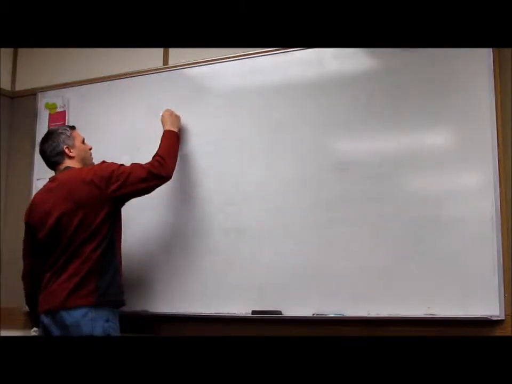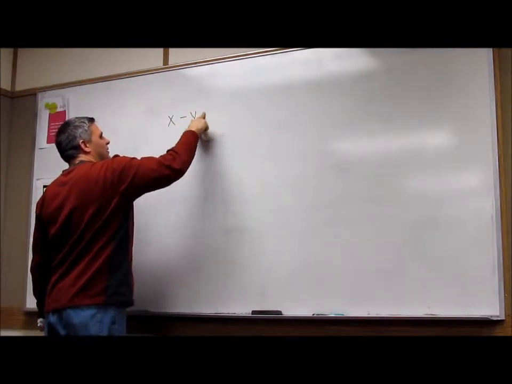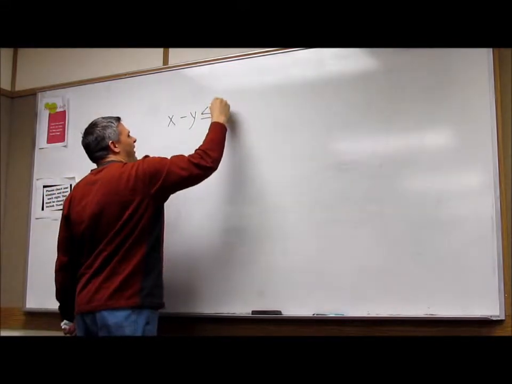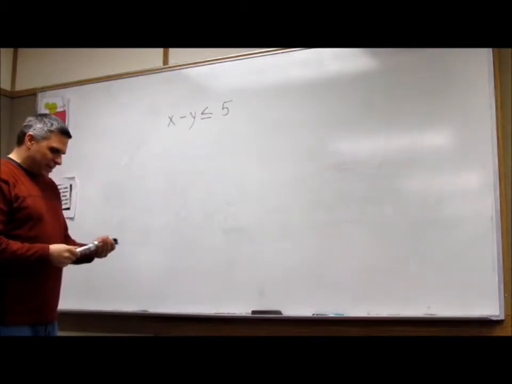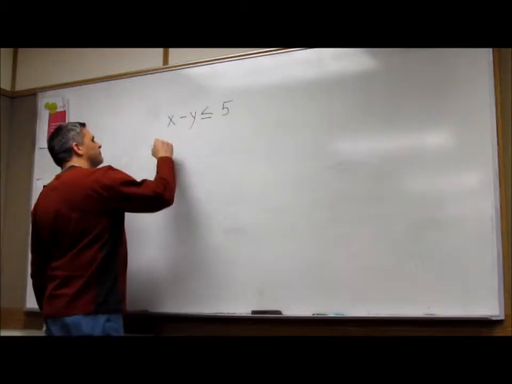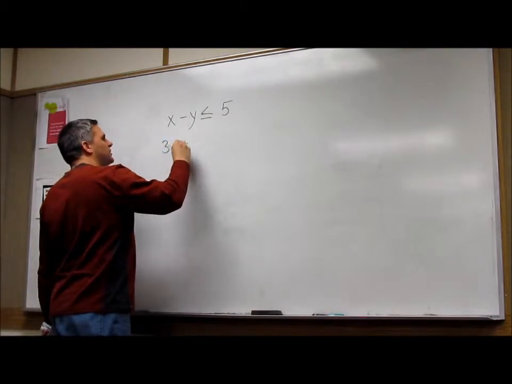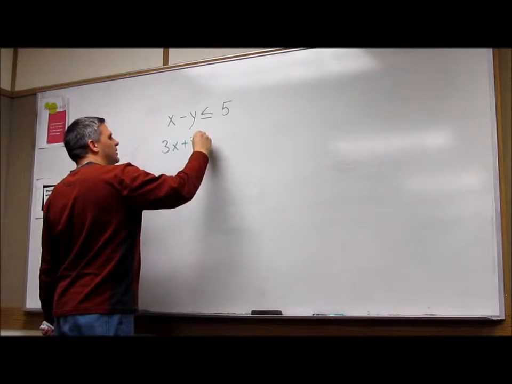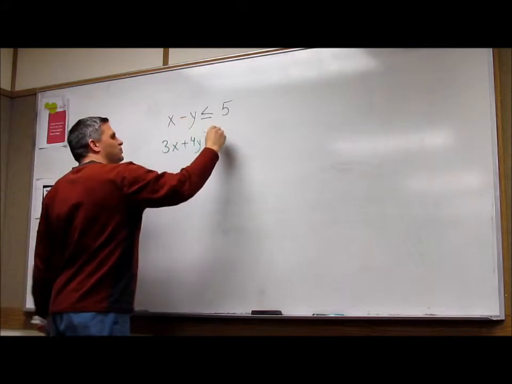Okay, something similar to 19. How about x minus y is less than or equal to 5? And let's, how about 3x plus 4y is greater than 2.